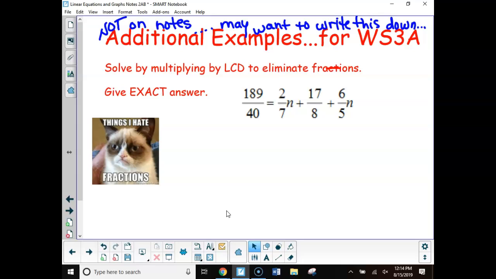Okay. So the idea to get rid of fractions, not this hour.